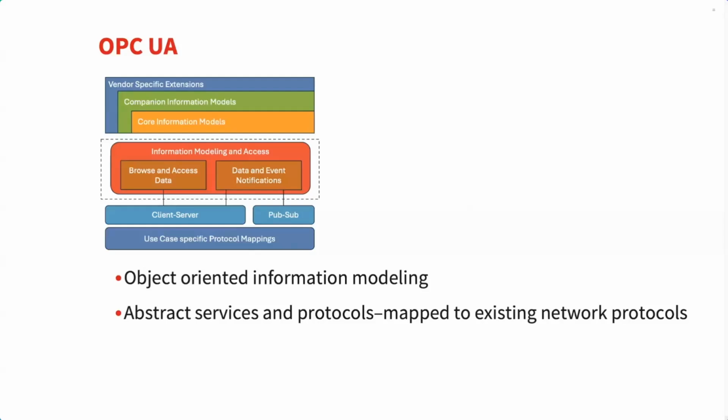At the core of the standard, we have an information modeling framework and services for browsing and accessing data, as well as receiving data and event notifications. The information modeling framework is object-oriented and includes constructs like hierarchical composition, object types, and type hierarchies. It makes it possible to standardize information models for industrial equipment and increase interoperability. All the services in the standard are defined in an abstract way and then mapped to existing communication protocols. This makes the standard very flexible in that it can easily adopt new communication protocols as they emerge.